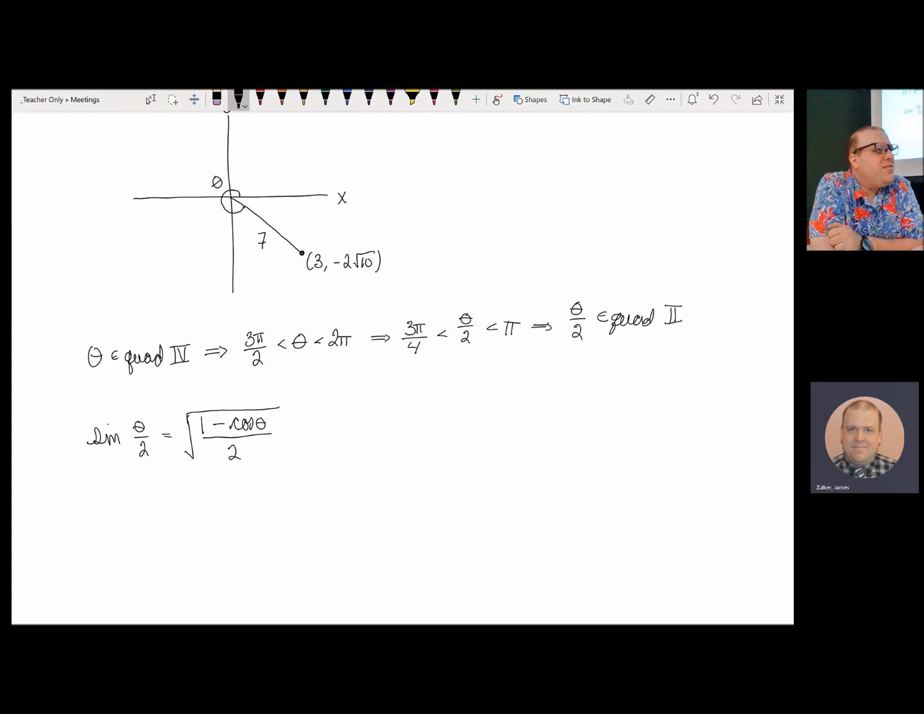Okay. Now, quadrant 4, though, yeah, okay, I see what you mean, quadrant 3, quadrant 2. Quadrant 3 could end up in 2 or 1, I guess. Right, it'd be between π/2 and 3π/4, which is quadrant 2. Okay, the upper half of quadrant 2. That's cool.